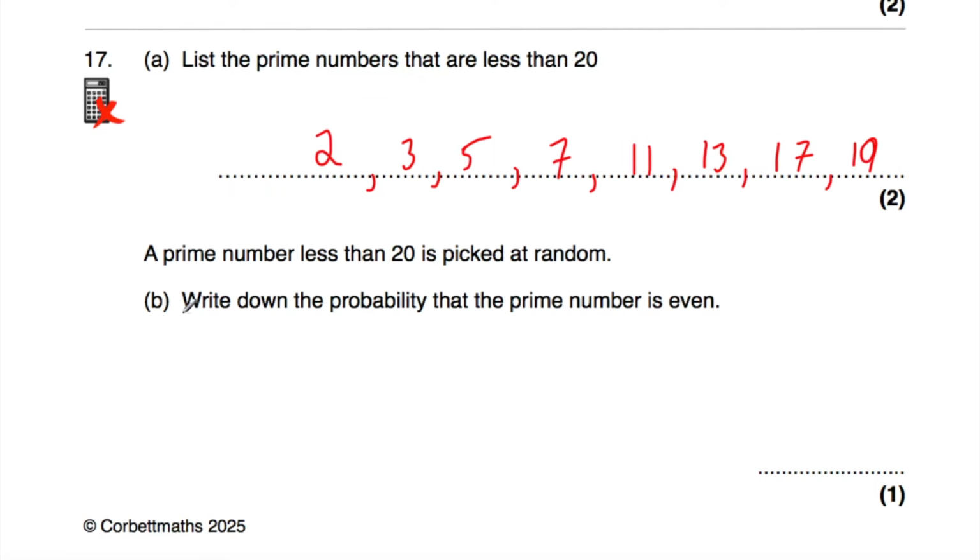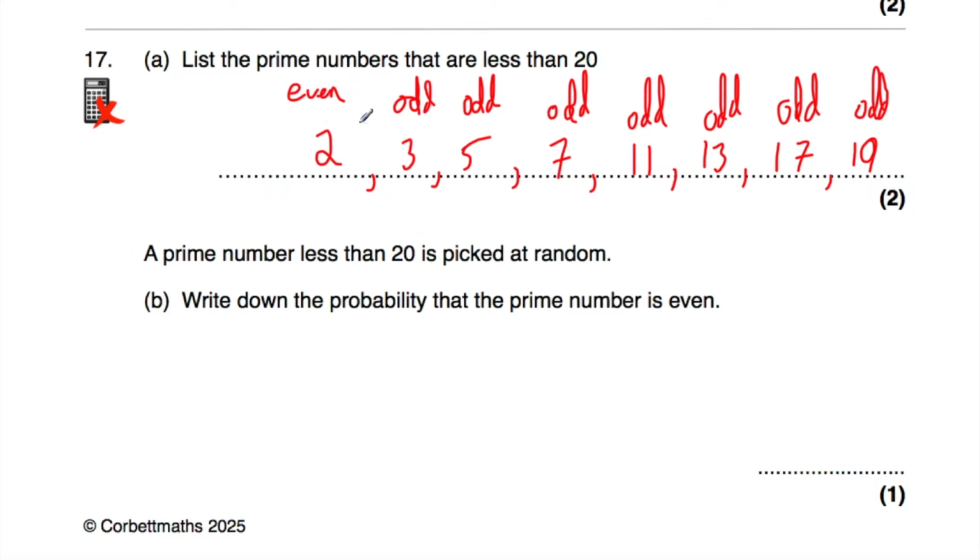And part B says, write down the probability that the prime number is even. Well, 2's the only even prime number. That number is even, 2's even, and then all the rest of the prime numbers will be odd. 2's the only even prime number because all the other even numbers are divisible by 2, so 2 would be a factor of 4, 6, 8, and so on.